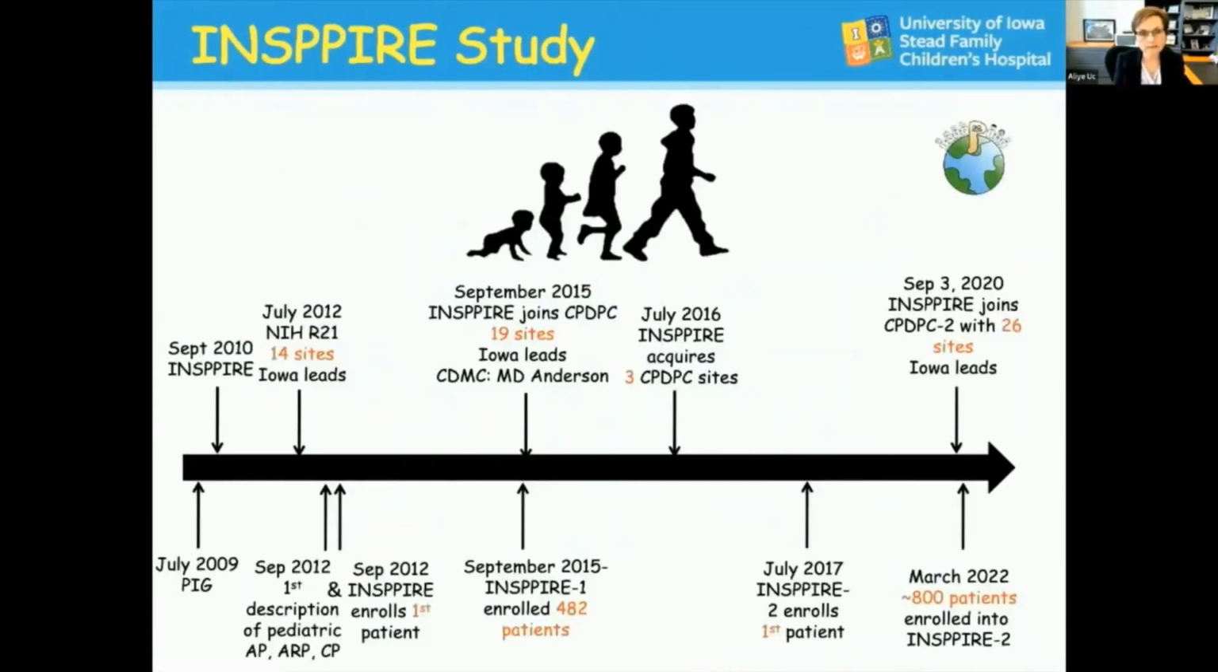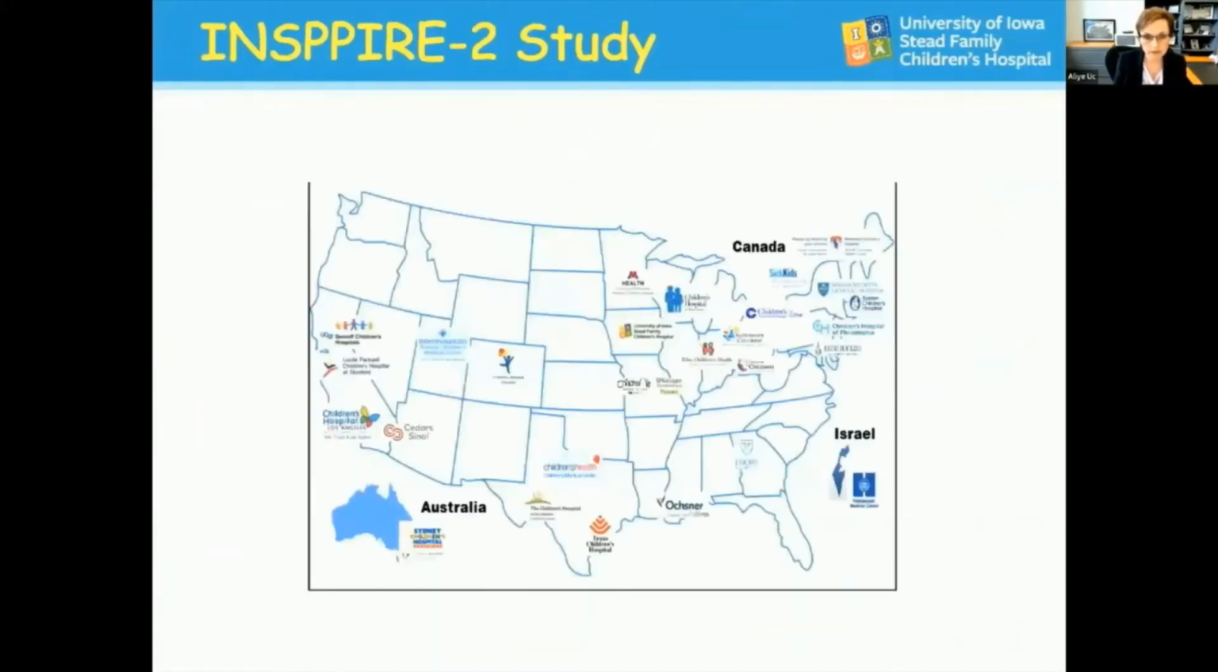So here, talking about the INSPIRE study that I've been involved in, and a lot of the data that I will present is from that study. It started really as a concept in 2009. It was funded in 2012 and continues to be funded. Now we have about 26 sites and about 800 patients. We're part of this large consortium along with the adult cohort called the CPDPC Consortium, and it is a natural history study looking into pediatric pancreatitis over time. This is just the sites that are associated with the INSPIRE 2 study.